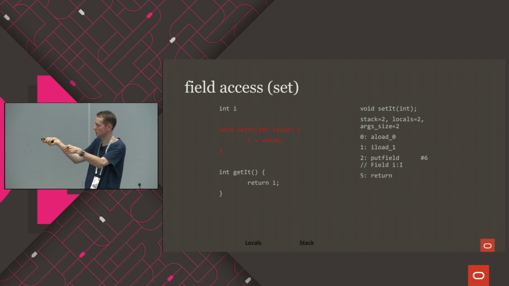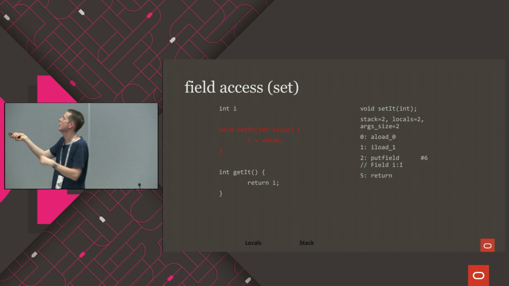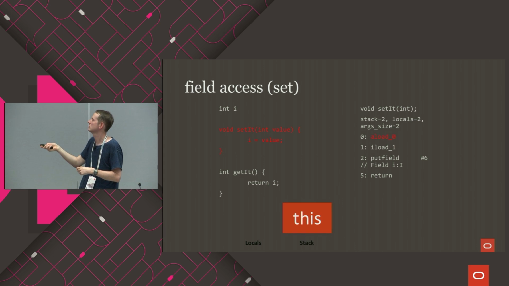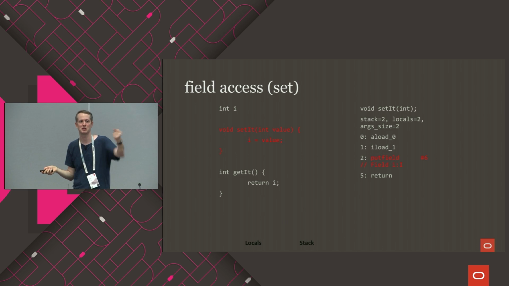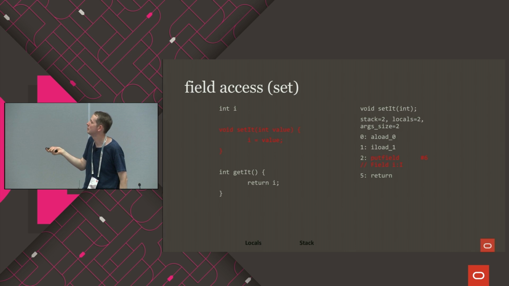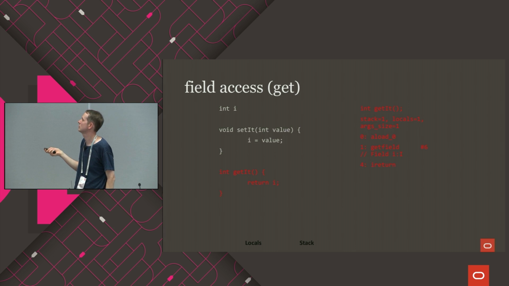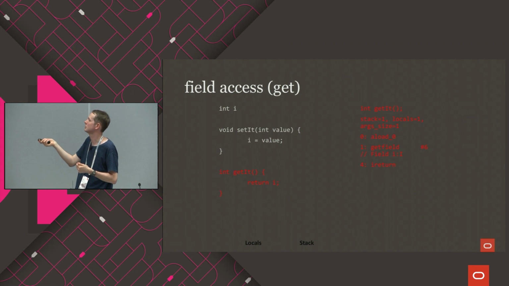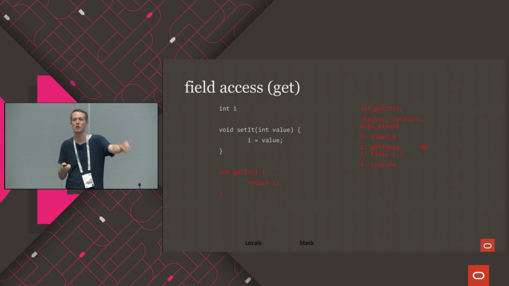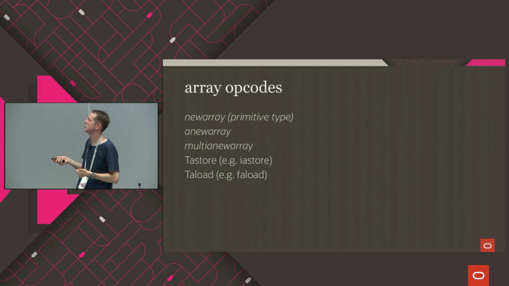in local variable slot 1, and then this pointer's in 0. So I just put those on the stack, and then when I call putfield, it's smart enough to say, oh, you want to put this in this field called i that was referenced from the constant pool. And getting values is the exact same thing, except it's simpler because we only have to pass one argument to it. I'm almost done.